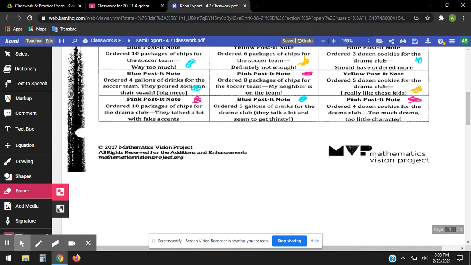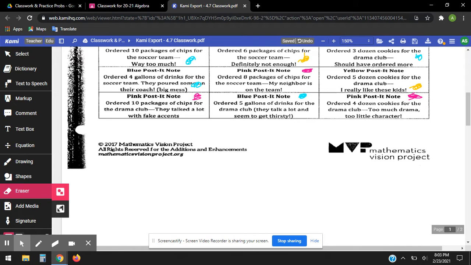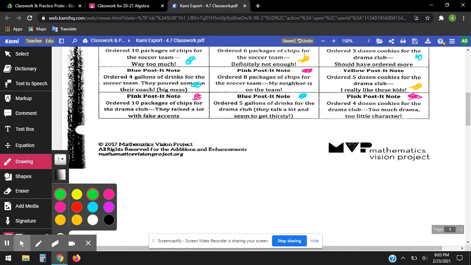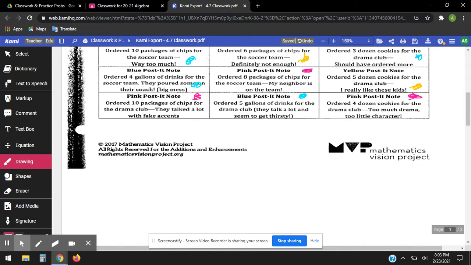Let's start with blue. One way to organize is with a matrix. It's called a matrix. So we're going to start with the blue post-it notes. Actually, I'm going to scoot that over a little bit. Blue. And we know there's the soccer team and there's drama, right?